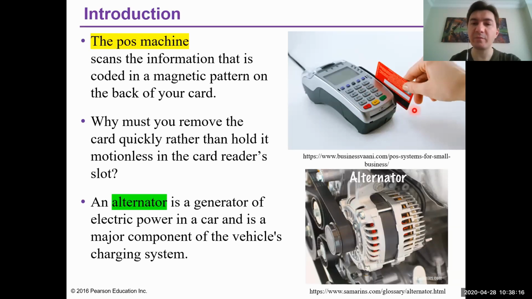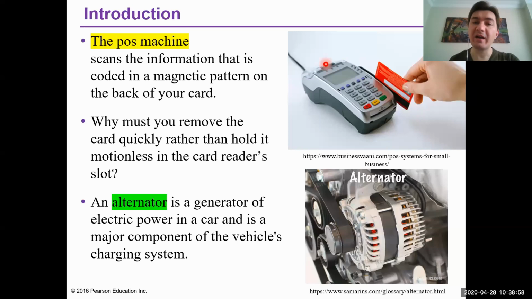Another way is by using that black ribbon or magnetic ribbon here on the back side of the card, you can use that method. And the other one is you can just simply touch the card on the surface of the post machine. We deal with the magnetic part today, so the black ribbon on the back side of the card. So what is the mechanism? The post machine scans the information that is coded in a magnetic pattern on the back of your card. There's a magnetic pattern.